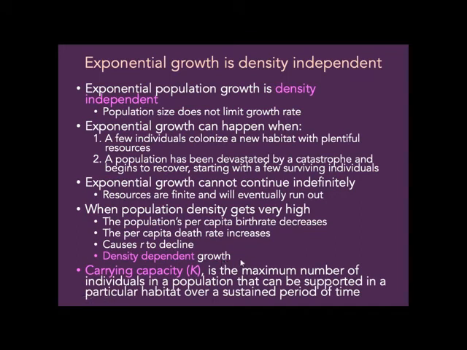We have a letter called K, carrying capacity, that represents the maximum number of individuals in a population that can be supported in a particular habitat over a sustained period of time. So K is the maximum number of individuals that can live in a particular spot.